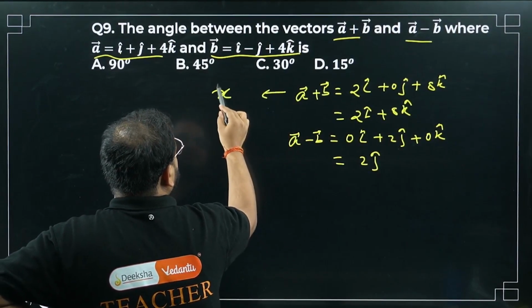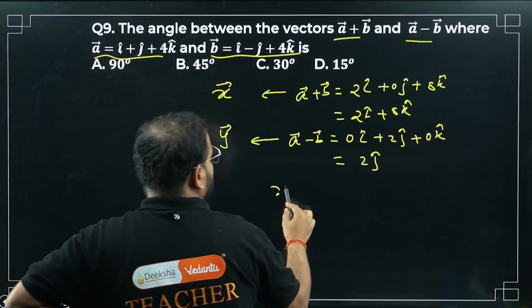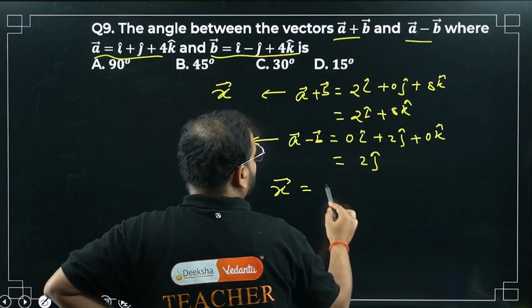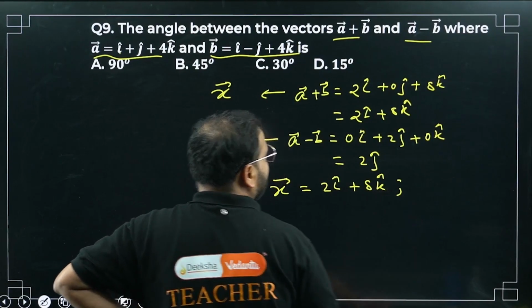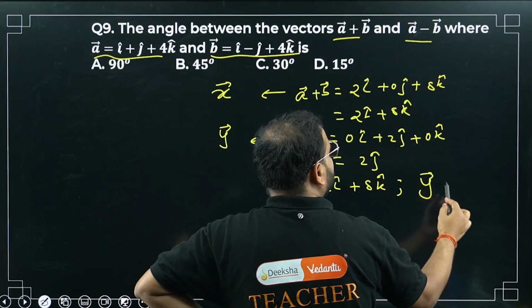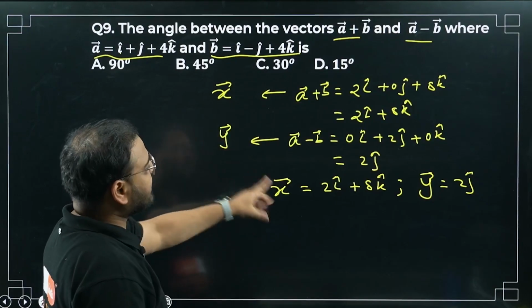Now if I store this vector, let's say vector A plus B in another vector X and vector A minus B in a vector Y, I can write X vector as what, bacha? 2I cap plus 8K cap, and Y vector will be 2J cap, right? 2J cap. Okay, now what are we looking for? Angle between X and Y.